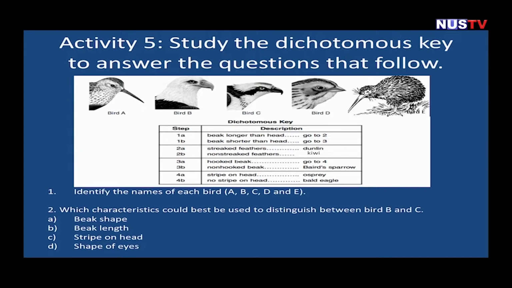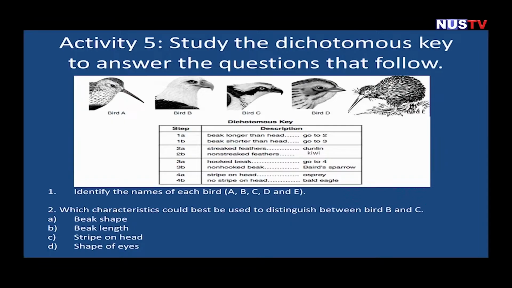This one becomes a little bit more complicated, a little bit more difficult. Study the dichotomous key to answer the questions that follow. So the first question, identify the names of each bird A, B, C, D, and E. And then question number 2 is a multiple choice question. Which characteristics should best be used to distinguish between bird B and bird C? So if you look at bird B and bird C, what is the main difference?